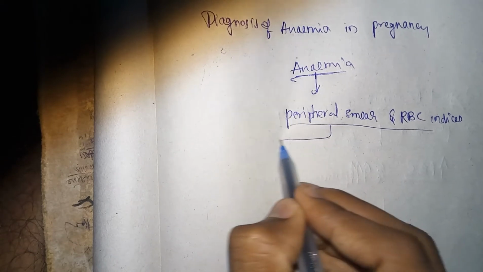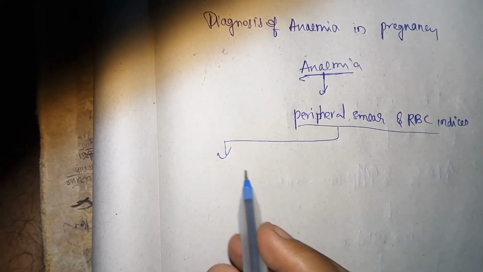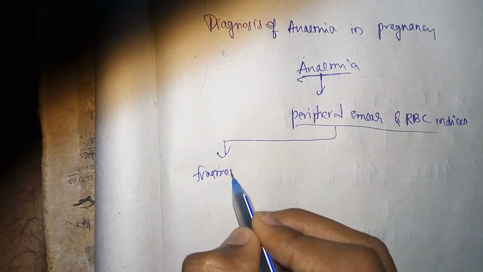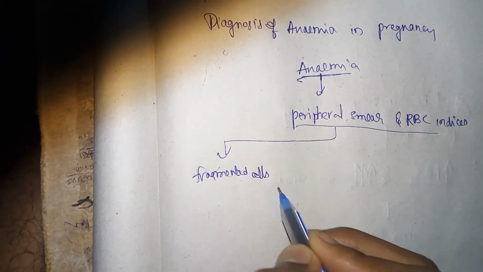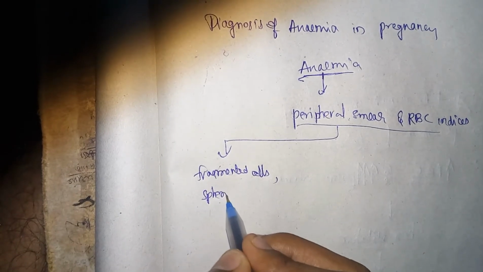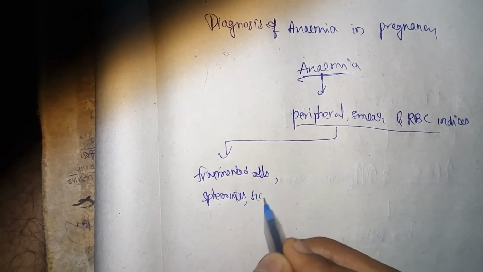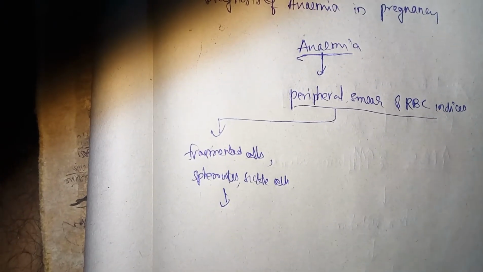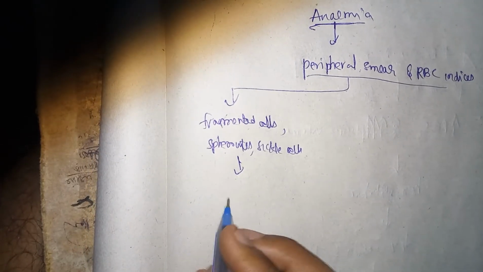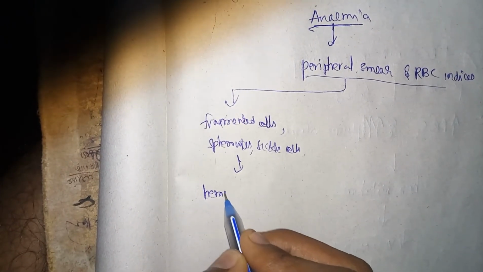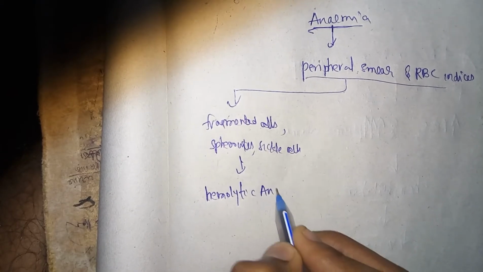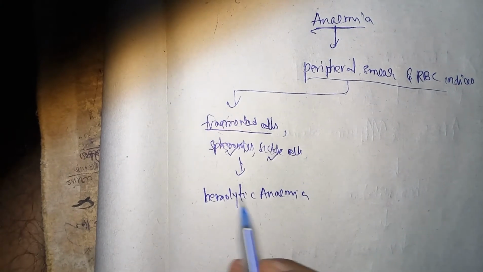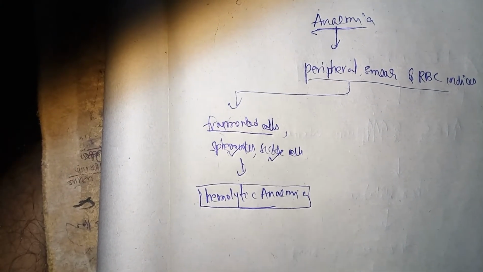Then in the smear, if we see any fragmented cells, or spherocytes, or sickle cells, then we'll work up for hemolytic anemias. So when there are fragmented cells or spherocytes or sickle cells, we look for hemolytic anemia.